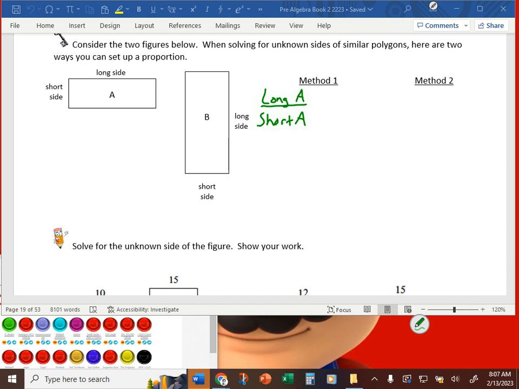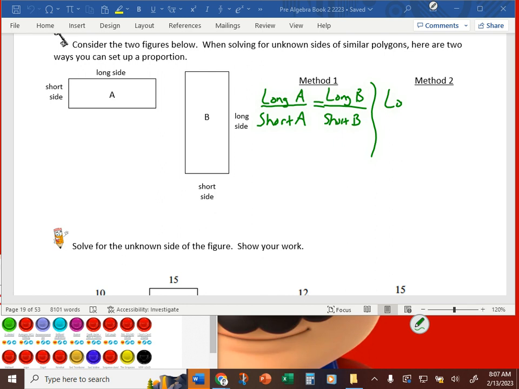Okay? And then now, what would the numerator of my second fraction have to be? I don't have any more options now. What is long of B? Very good. Right? Because I got those long and long lined up horizontally. Okay? And then the last option here, short of B. So you can see again here about how our units line up vertically, A, B, or horizontally. Long, long, short, short. Okay?